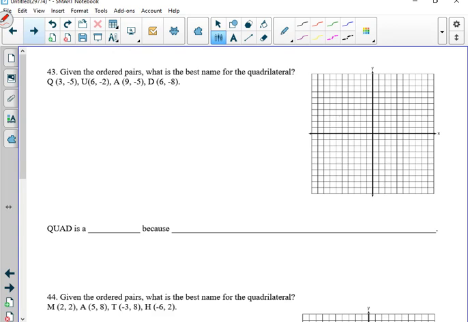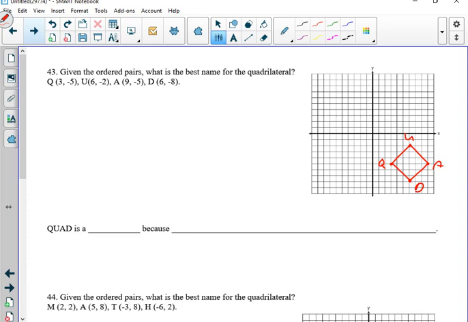Okay, last page of the section. Given the ordered pairs, what's the best name for this quadrilateral? 3, negative 5. 6, negative 2. 9, negative 5. And 6, negative 8. All right. So we have Q, U, A, D.